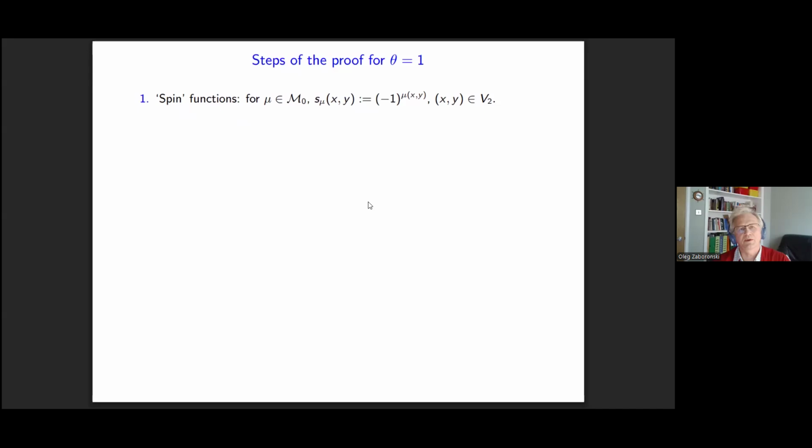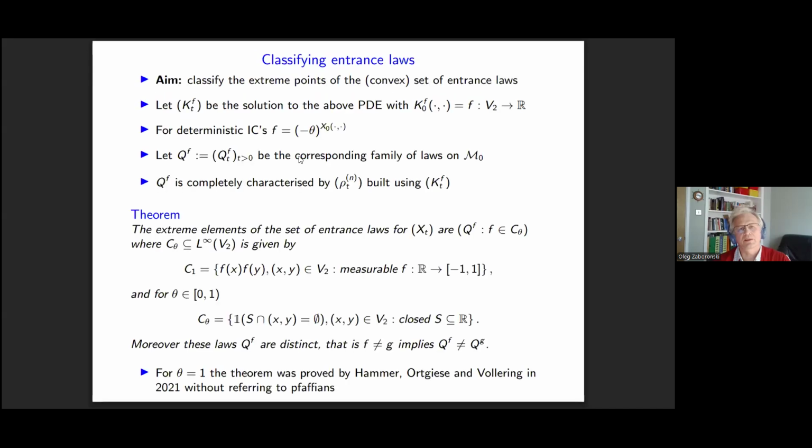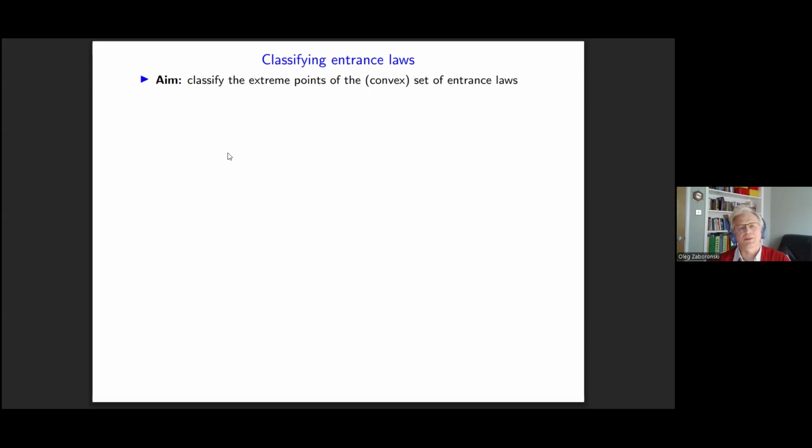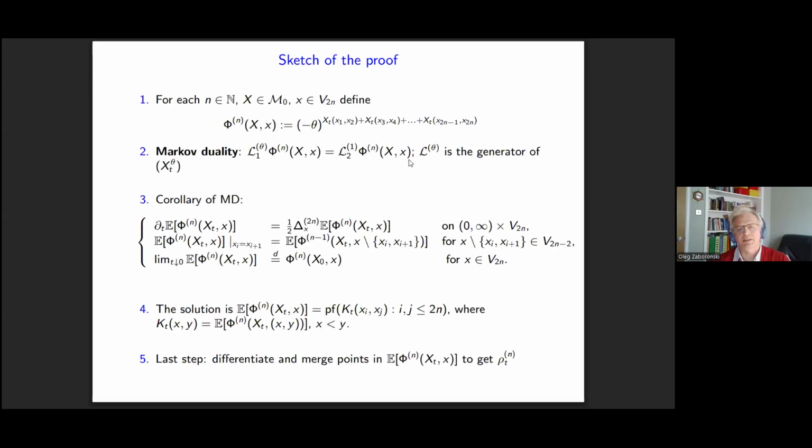So let me go back to the duality formula. This is the statement of Markov duality. It is literally a relation between two functions, right? However, let me take the simplest case, the web.